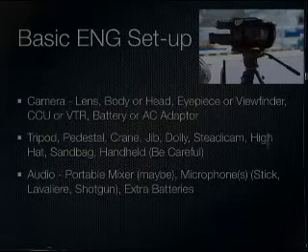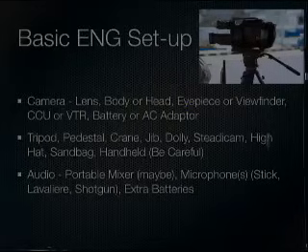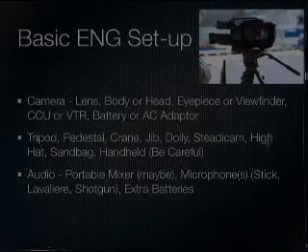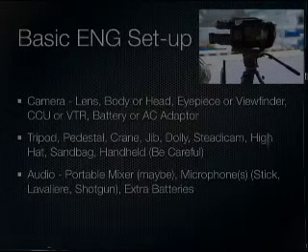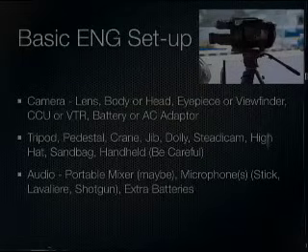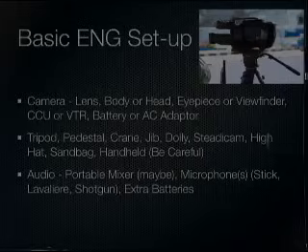The lens, the body or the head, the eyepiece or the viewfinder, the CCU or the VTR, and the battery or the AC adapter. So you'll have a lens, you'll have the camera itself, some means of seeing what the camera is currently recording, some way of actually having it record, whether it's a CCU or a VTR, and some way of having power, either through a battery or through an AC adapter.